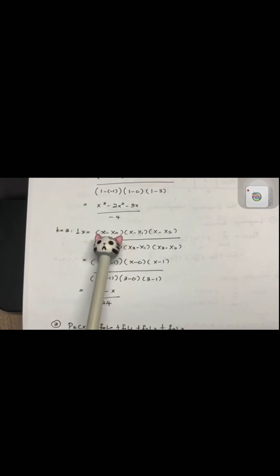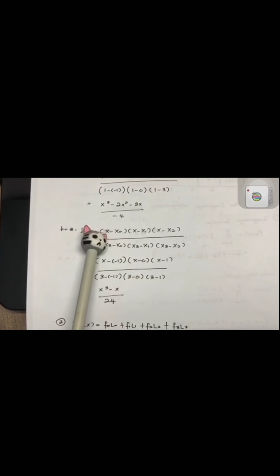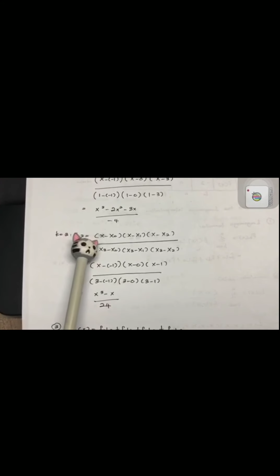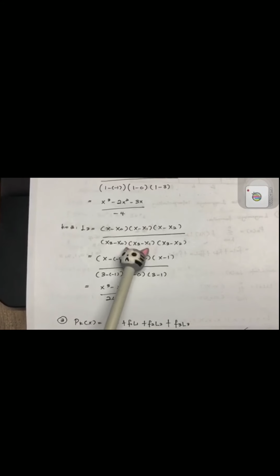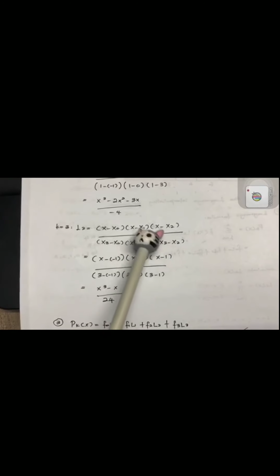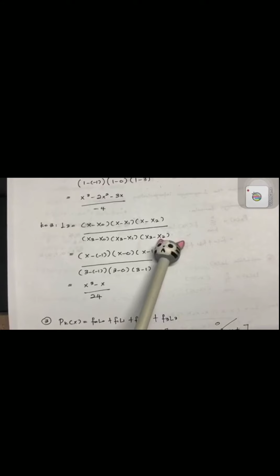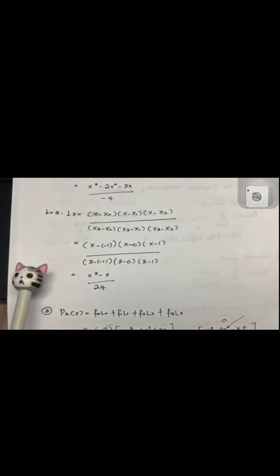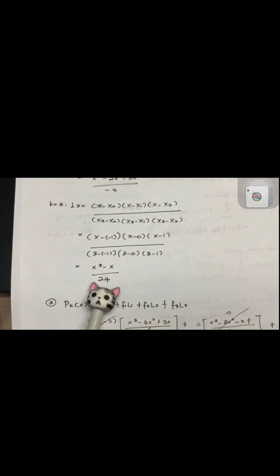So x minus x0 times x minus x1 times x minus x2. You can see that we use x only because it cannot include x3. But for the below part, we can include x3. But at the back, we use the same as the upper part: x0 here, x1 here, x2, and x2. We substitute the value into this formula and we got this function.